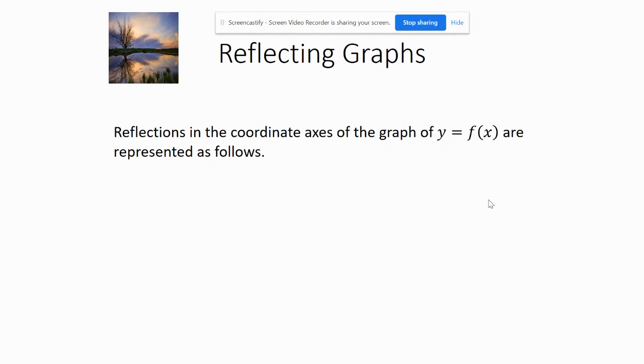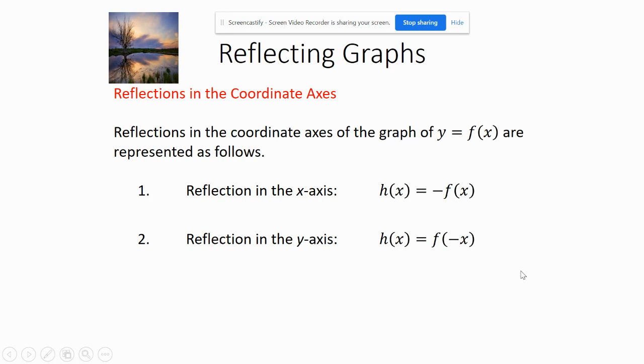Okay, we're talking about reflecting graphs. And first off, this is the picture of the little tree here being reflected. I'm going to put them both in here. These mean two different things.